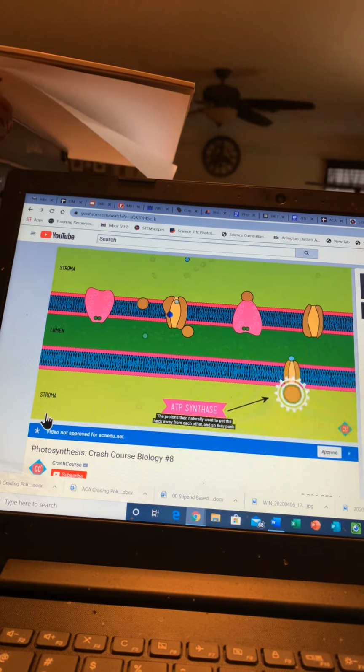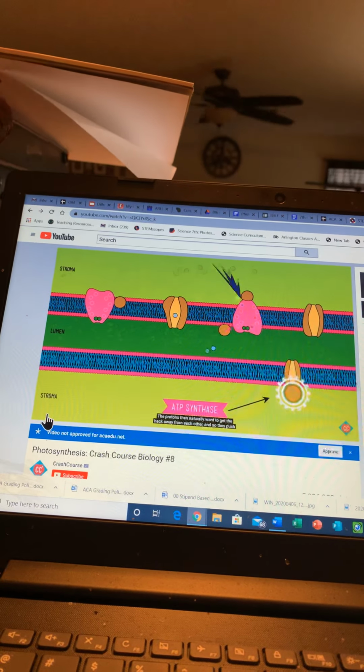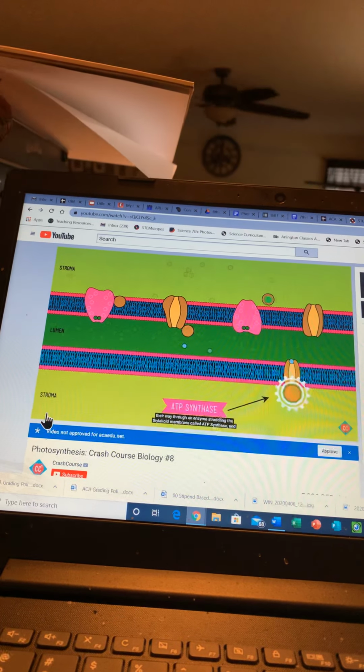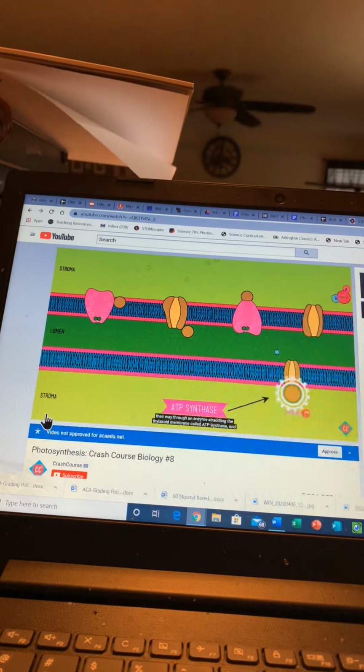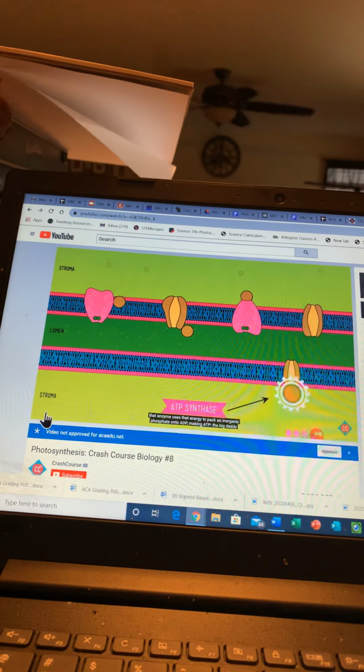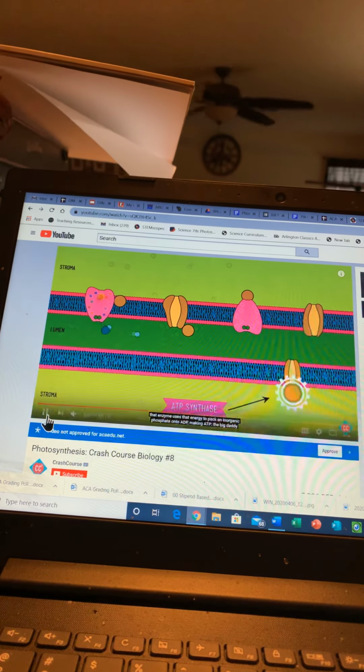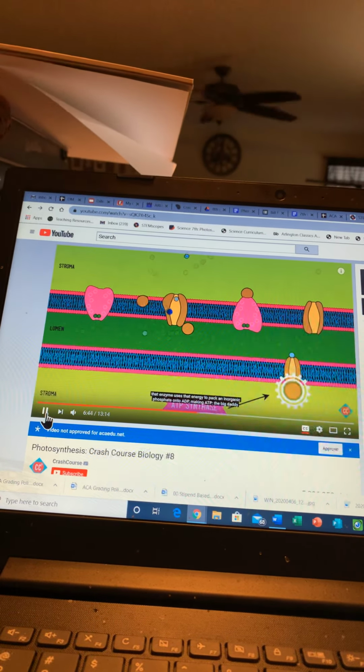Thylakoid full of protons, we're creating a concentration gradient. The protons then naturally want to get the heck away from each other, and so they push their way through an enzyme straddling the thylakoid membrane called ATP synthase. Oh, he hadn't said it yet. And that enzyme uses that energy to pack an inorganic phosphate onto ADP, making ATP.